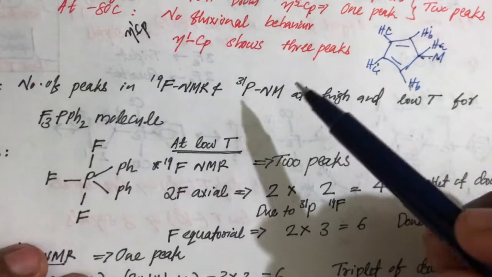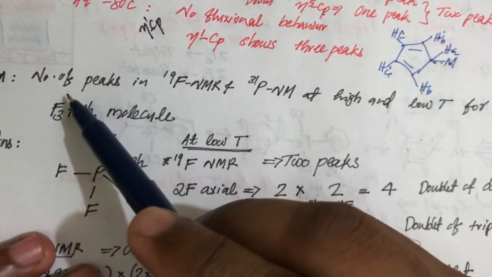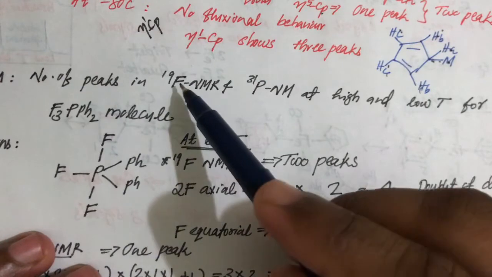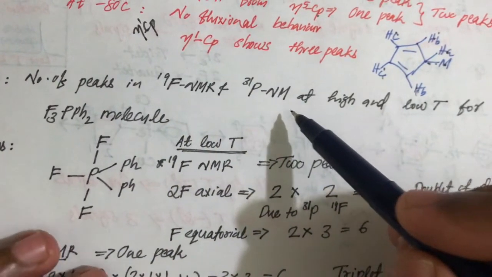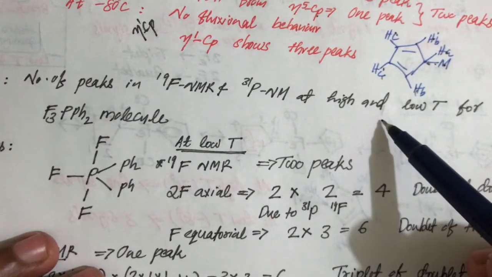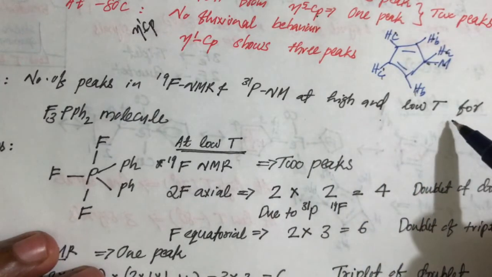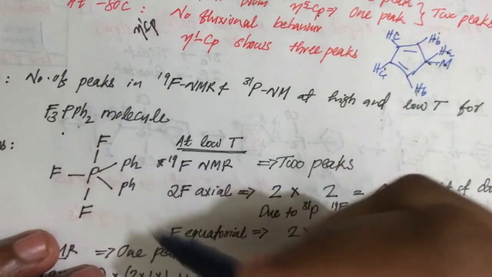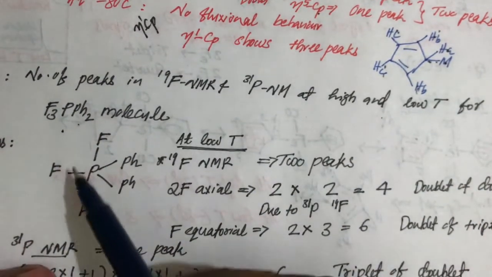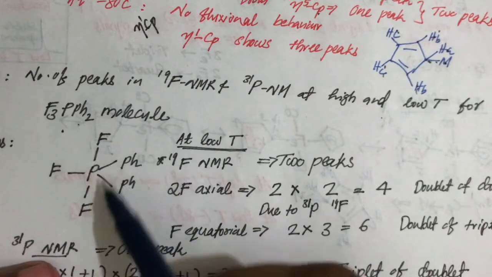We move on to another problem. So the question is to find out the number of peaks in 19F NMR as well as in 31P NMR at a high temperature as well as a lower temperature for the molecule F3PH2. Okay, so the structure of the molecule is given by this. It is a trigonal bipyramidal structure.